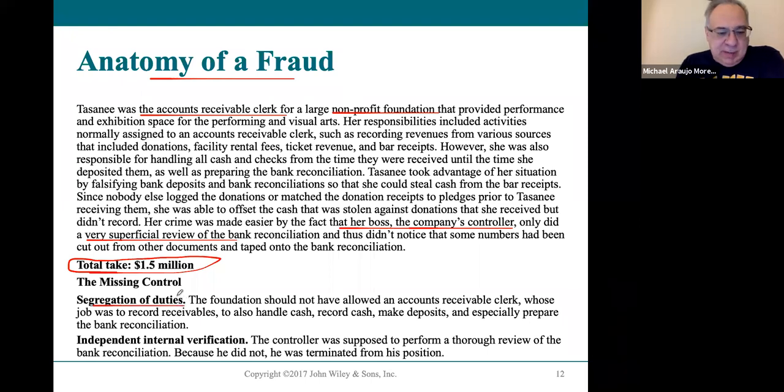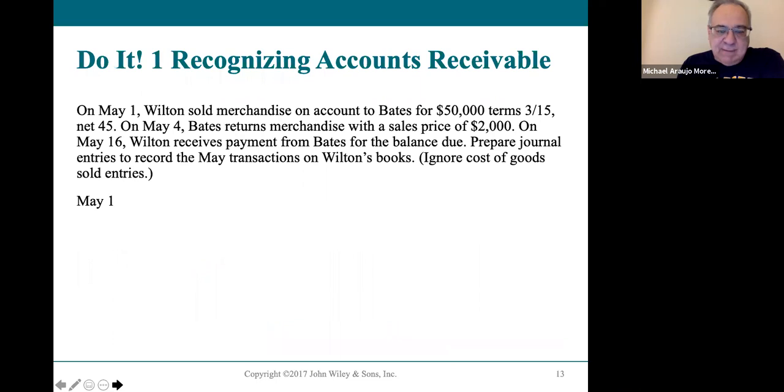Segregation of duties was not present because she was allowed to handle cash, to record the cash, to make deposits, and prepare a bank reconciliation. So she sort of knew all that stuff with cash. No one else did. Her boss just didn't really do his job well. And of course, they also cited the fact that the controller, who was supposed to be the way they verified these things, didn't do his job. So he was fired as well. So very, very important stuff.